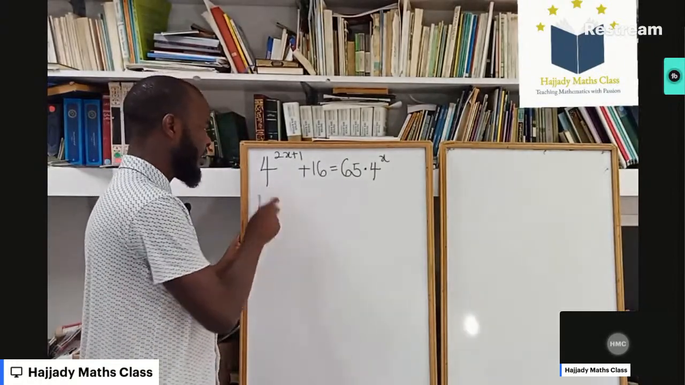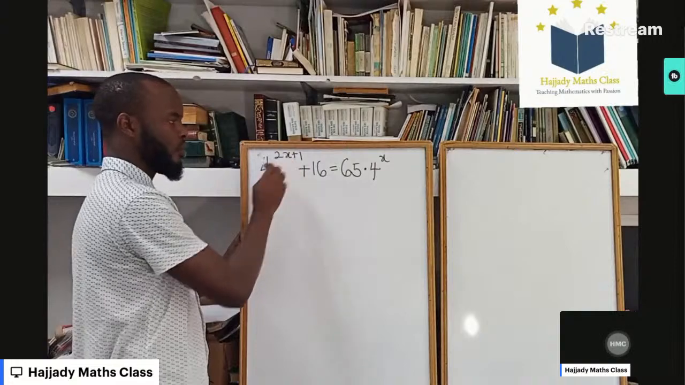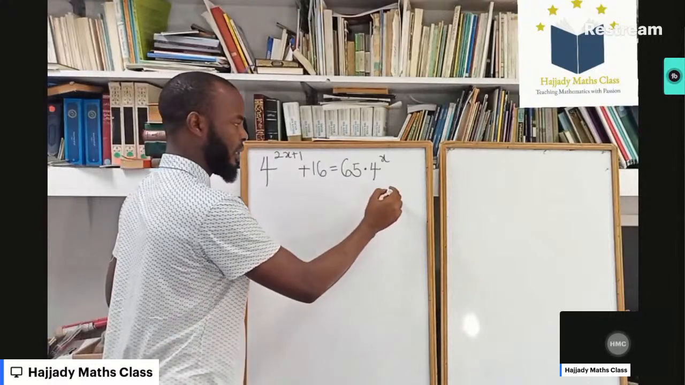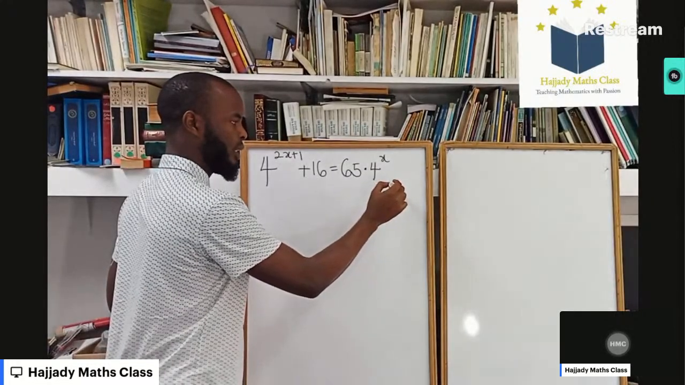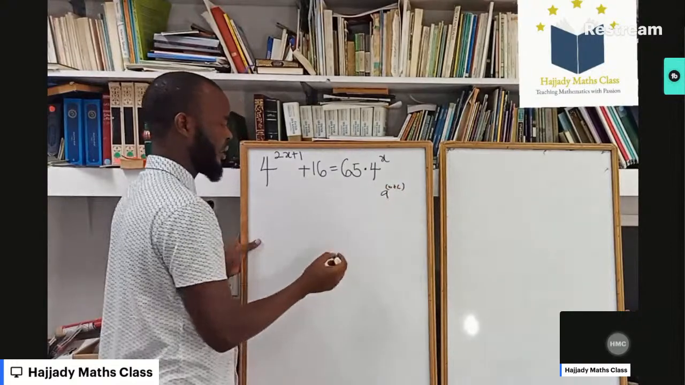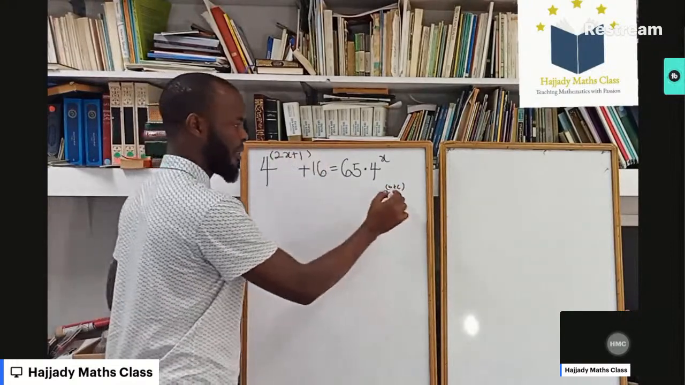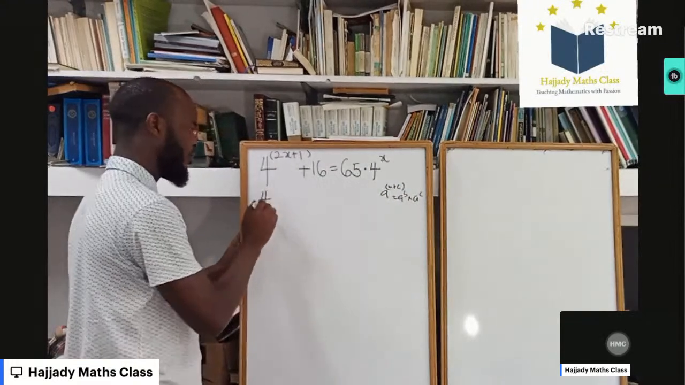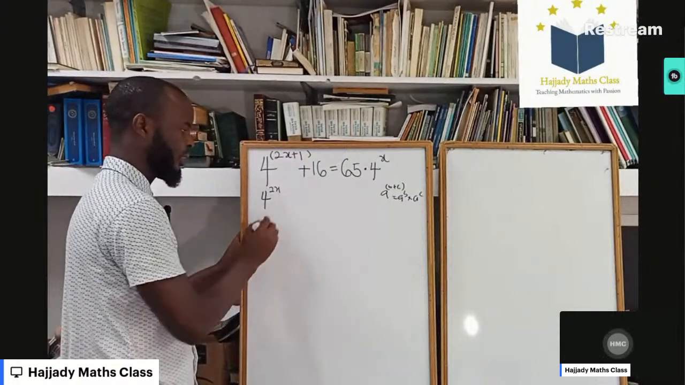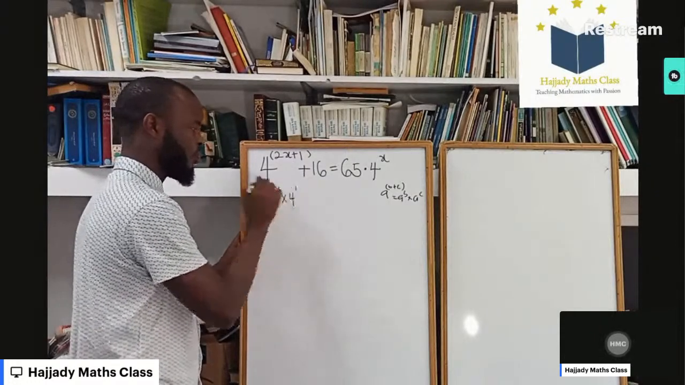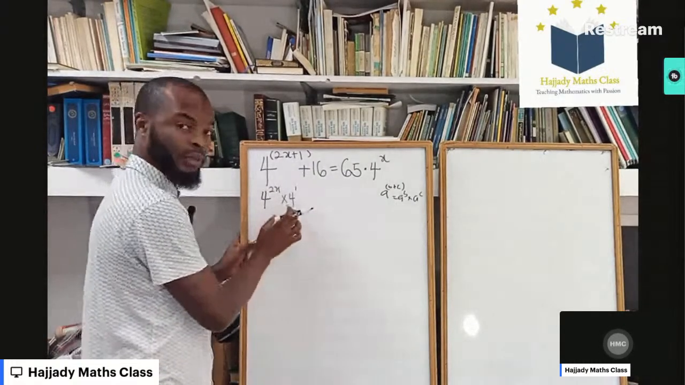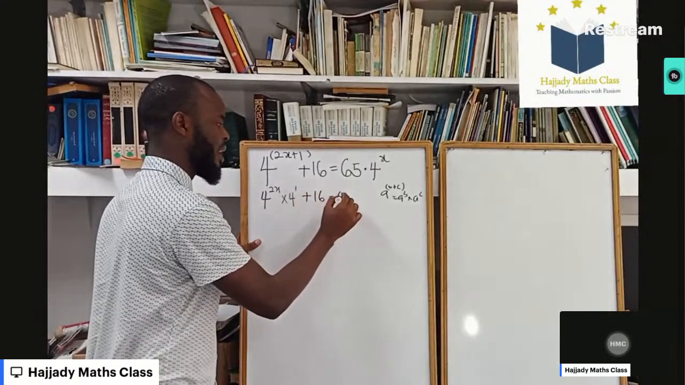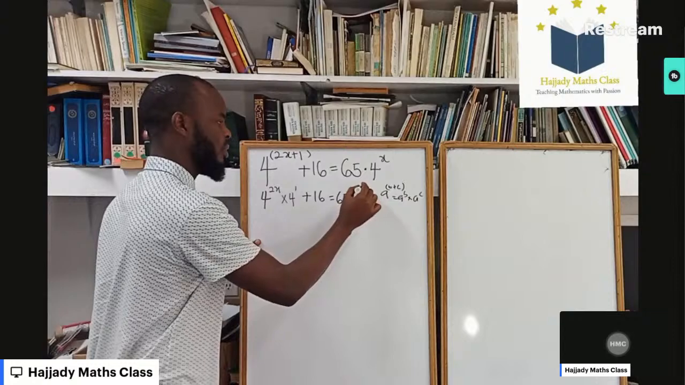Now, breaking this down, 4 to the power of 2x plus 1. Don't forget the rule of indices that says that what? a to the power of b plus c is the same thing as a to the power of b multiplied by a to the power of c. So here I'm having 4 to the power of 2x multiplied by 4 to the power of 1, the same base must be intact, plus 16 equals 65 times 4 to the power of x.